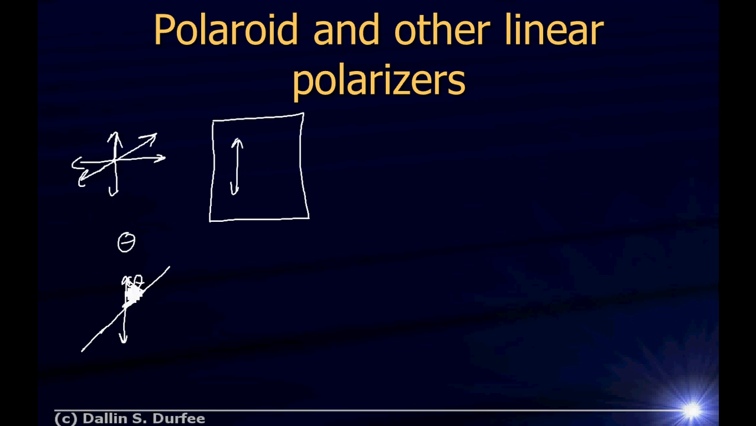So if my light were oscillating with an amplitude E0, after going through my Polaroid it will no longer be oscillating this way. It will be oscillating in the direction that the Polaroid passes light, and the amplitude of that oscillation will now be E0 cosine theta.